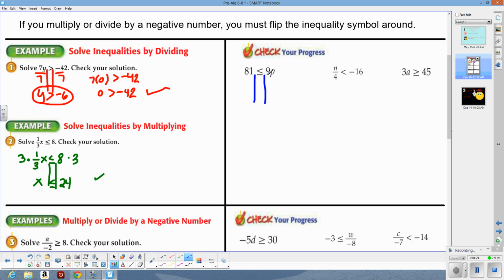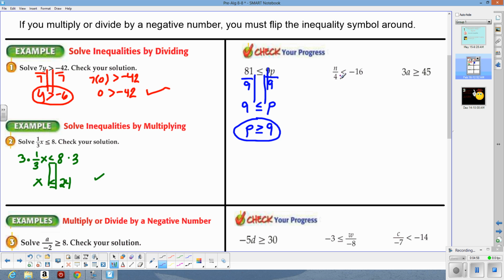To get the p by itself, instead of multiplying by 9, we're going to divide by 9. 81 divided by 9 is 9. We divided by a positive, so keep the symbol the same. And 9 divided by 9 is 1, and 1 times p is p. Now when I write my final answer, though, I'm going to put the variable first and the number second. It's pointing at the 9, and it's opened up or eating the p, so it's going to look like that. And you know how you can check that answer.